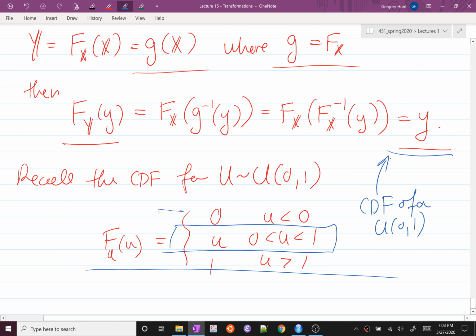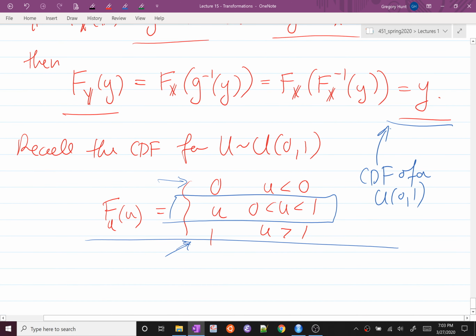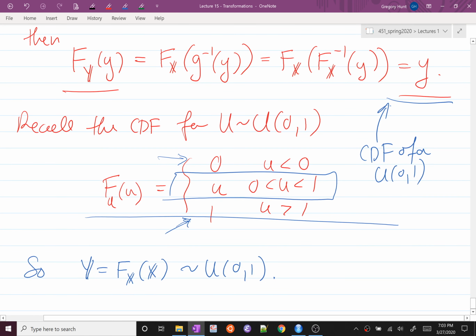Now technically I'd have to show that these other two cases also match, but they're very simple to show, and you can think about how you would show those. But the main point is that the part where the action is the same. This then gives us that the CDF of Y is the CDF of a uniform 0, 1, and so Y, which is, recall, as if I plug X into its own CDF, has to have a standard uniform distribution.